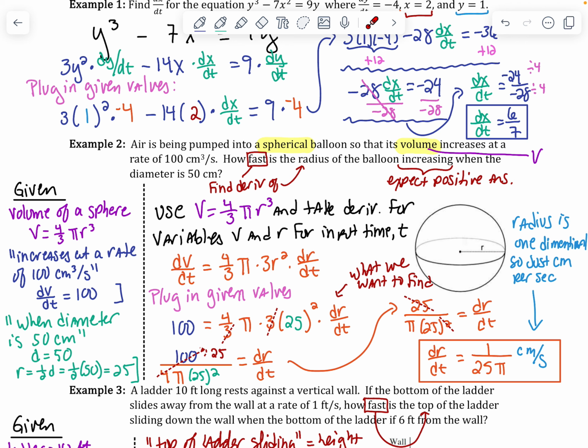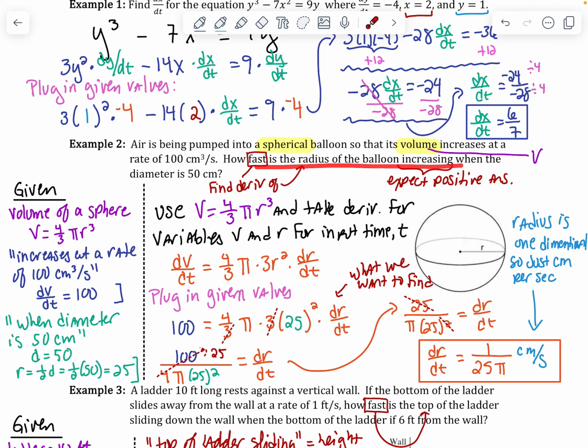Step 2, figure out all the values and variables you have. Now we're told that the spherical balloon has a volume. So I took the formula for the volume of a sphere, and because it said specifically the volume is increasing, that would be dV/dt, the derivative of just the volume. I'm not going to worry about the right side yet because it says the rate that the volume is increasing is 100 cubic centimeters per second. So I know that when I get to dV/dt, I'm going to plug in 100.